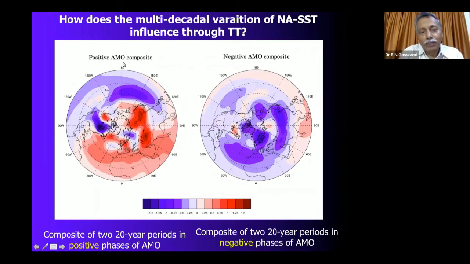This AMO, sometimes we used to call it Atlantic multi-decadal oscillation. But now many people don't want to call it oscillation, but multi-decadal variability is fine. So multi-decadal variability is there, but whether you call it an oscillation or not is a debatable point. But I should modify it to just variability. Positive phases of multi-decadal variability, negative phases of multi-decadal variability.